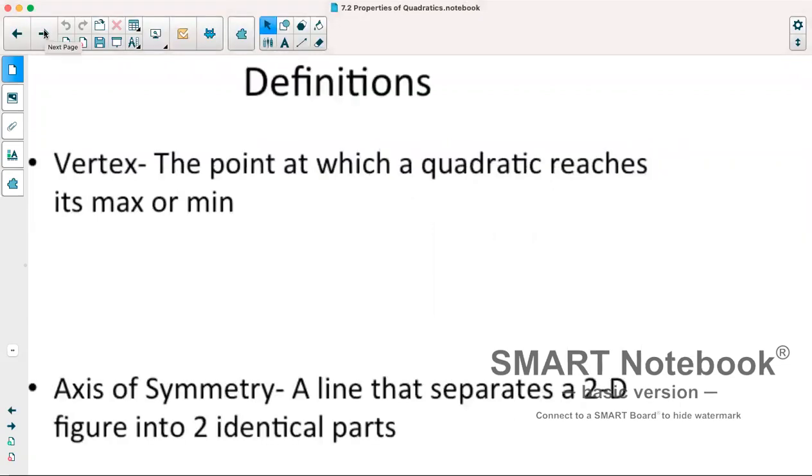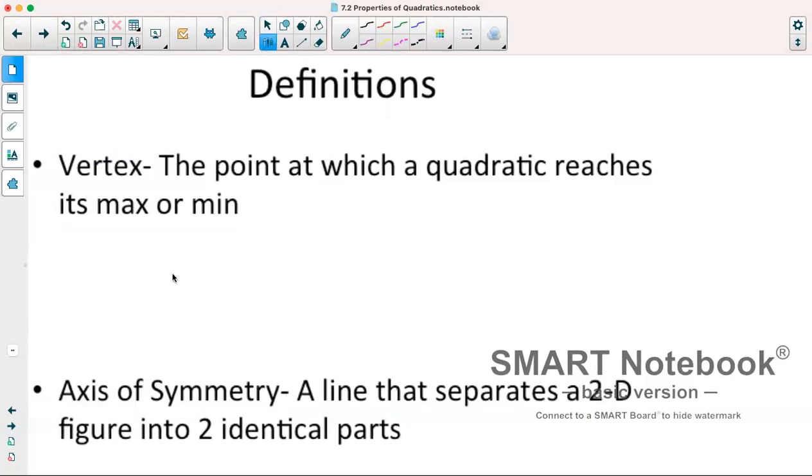So, some definitions. A vertex is the point at which a quadratic reaches its maximum or minimum value. So if we have this parabola here, this here would be our vertex. Now, because it's opening upwards, it's going to have a minimum value because that's the lowest y value that it can get, because we'll have no points lower than it.